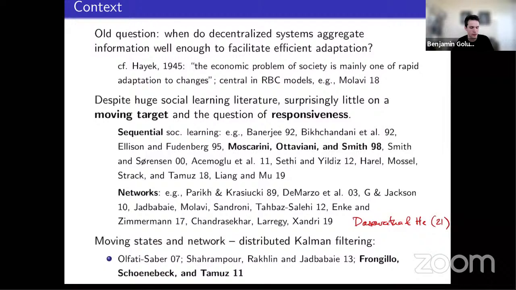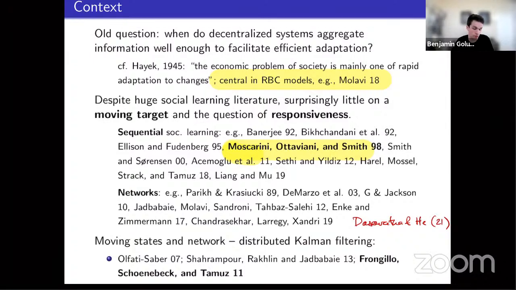But I guess our big pitch as to what we're doing that's new is that, especially if you look on the more applied side, worlds that are changing are crucial to the applications of learning in, let's say, macro. Puya's job market paper had learning about changing macroeconomic states along with a lot of other RBC-type models. But in social learning, we've tended to focus on taking a fixed state and figuring out everything about how people learn about that. There have been a few excursions into moving states like this paper, but for the most part, people stick with a fixed state and moving state is very little understood.